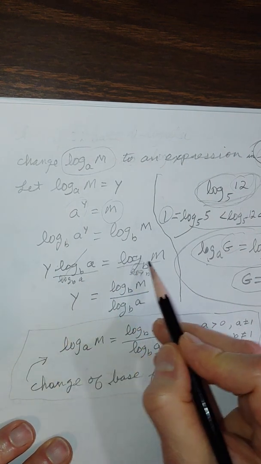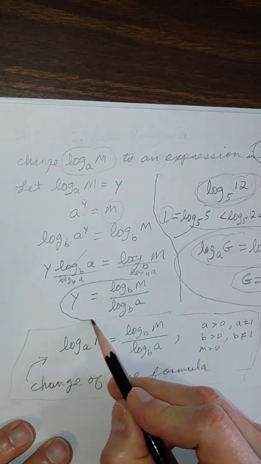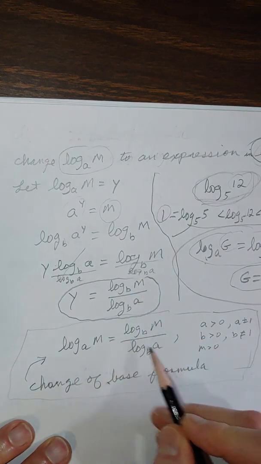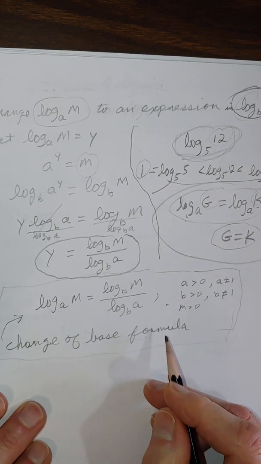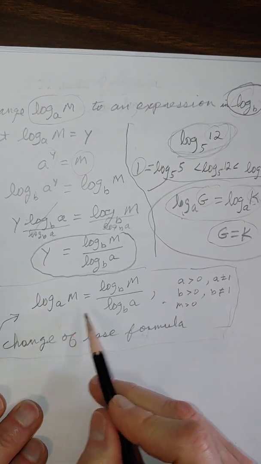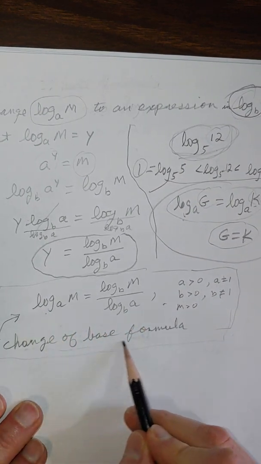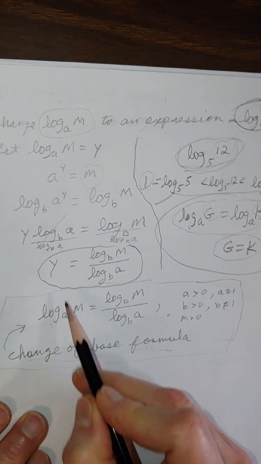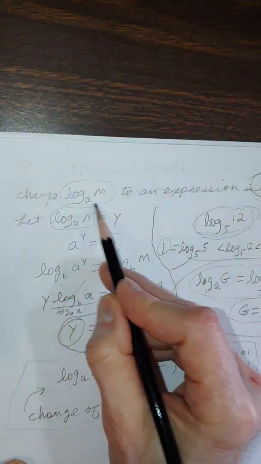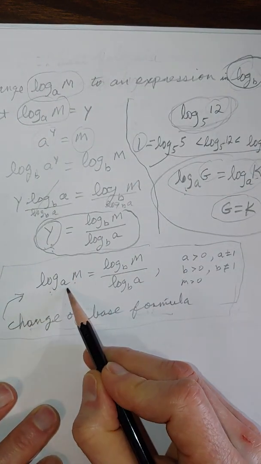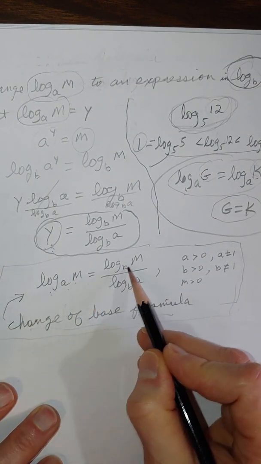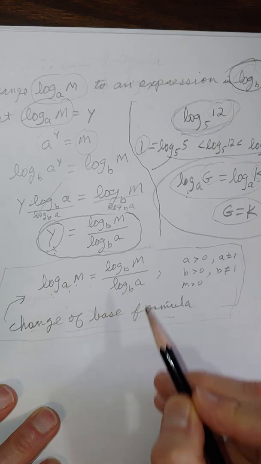So we get y equals log base b of m over log base b of a. This is the change of base law, or formula. So here it is. The change of base formula is log base a of m. Now the y, remember, was log base a of m, so I substituted it back in. So log base a of m equals log base b of m over log base b of a.